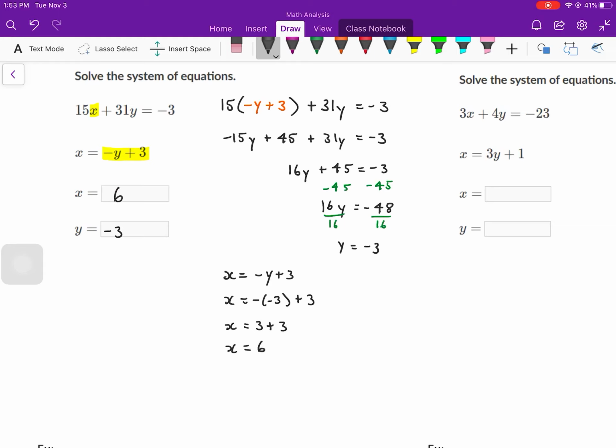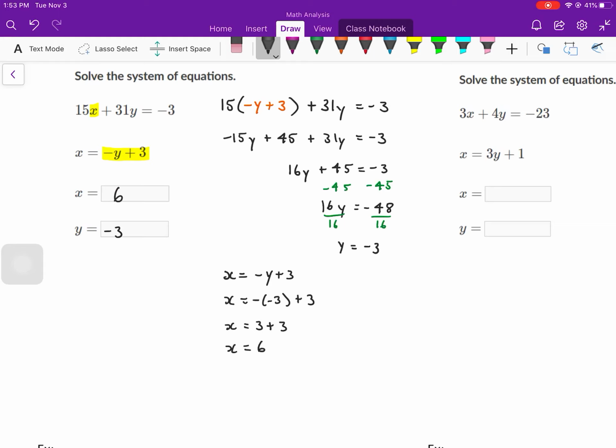So I'm going to distribute the negative 3. Combine like terms, 7x minus 15x is negative 8x. Subtract the 12. And divide the negative 8. That's x.